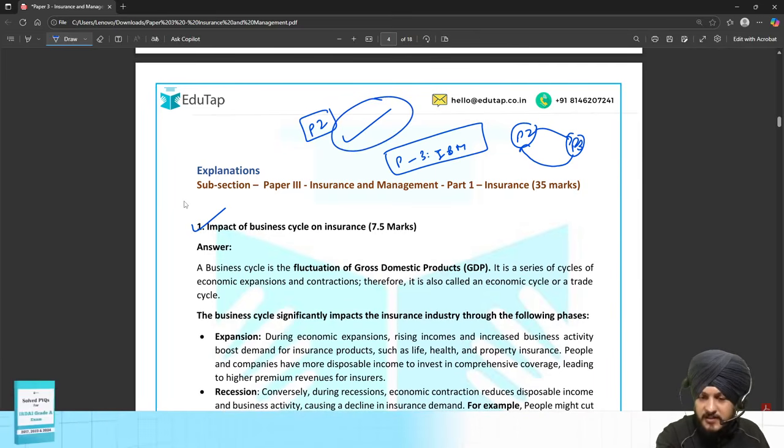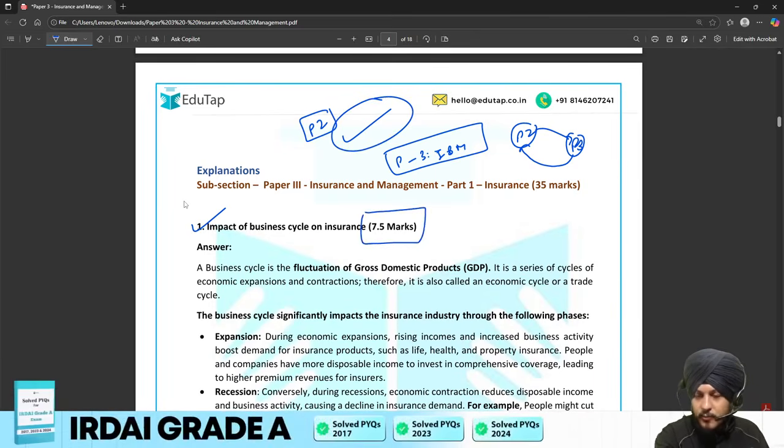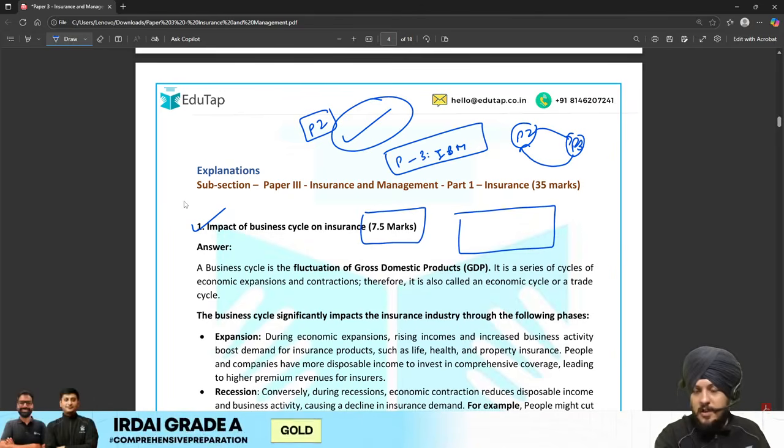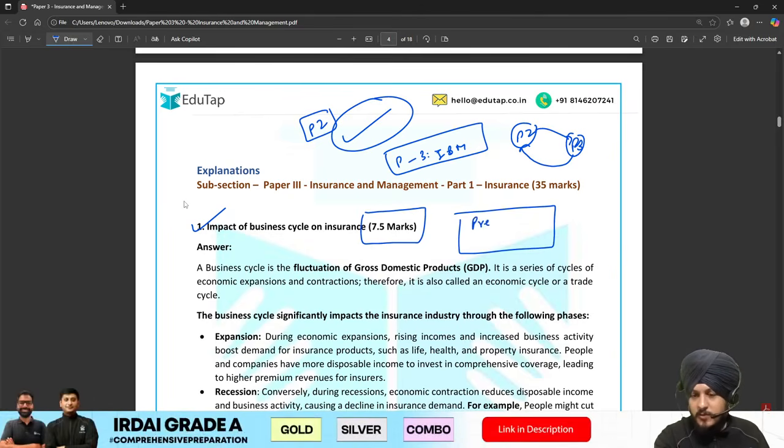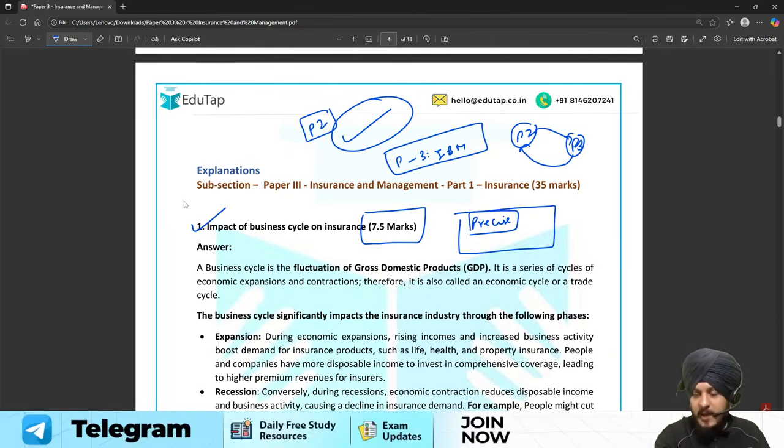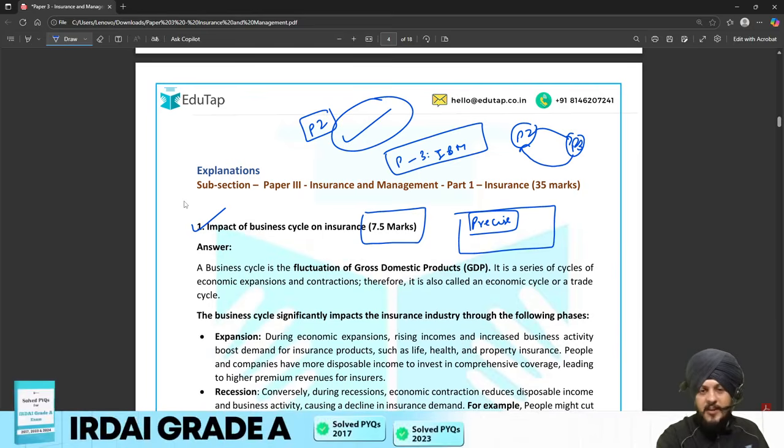This is just a 7.5 marker question, and as you know, very limited space is provided in your answer sheet where you will have to write the answer. So in such questions, you have to be as precise as possible. Do not beat around the bush. Do not try to give the background of the concept. Just write whatever has been asked.